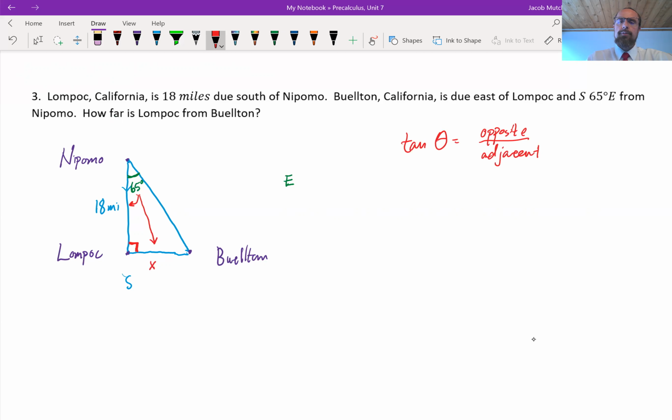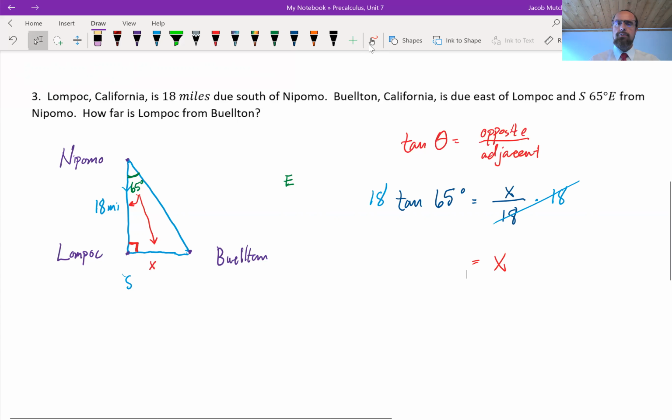So we're going to set up for this question. It's going to be the tangent of 65 degrees equals x, which is opposite from 65 degrees, over 18, which is adjacent. And that equation we can easily solve just by multiplying both sides by 18. And our distance there is going to be given by this expression, 18 times tangent of 65 degrees. So we'll take that to the calculator and finalize that calculation.